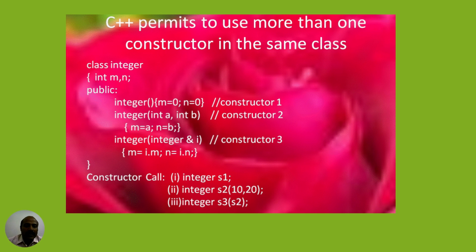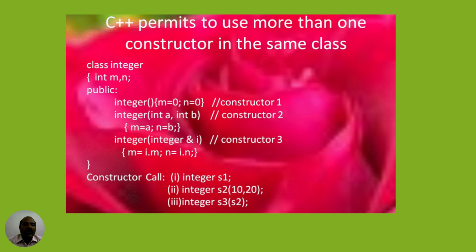The class name is Integer, so we give the constructor name as Integer, and we initialize the values as m equal to 0 and n equal to 0. That is constructor 1. We have another constructor, Integer(int a, int b), and we assign the a value to m and the b value to n. The next constructor is Integer(Integer &i), constructor 3. Here i.m is assigned to m and i.n is assigned to n.